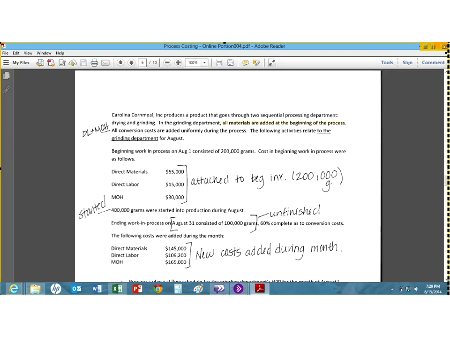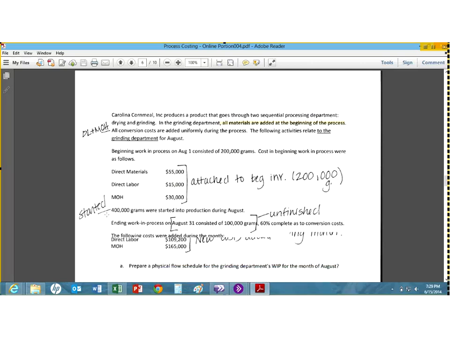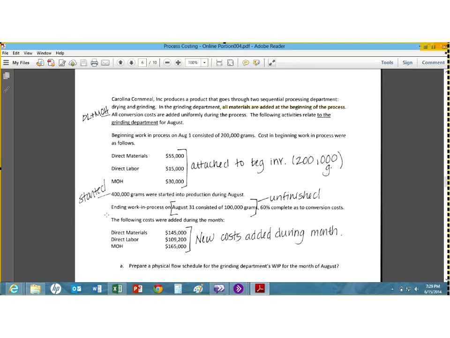Then 400,000 grams were started into production during August. So this was new production that we started. And then finally, ending work in process on August 31st consisted of 100,000 grams. Anything left in ending work in process, just like beginning work in process, is unfinished. So at the end of the month, everything was said and done, they had 100,000 grams of cornmeal that was not finished. It said 60% complete as to conversion cost, and as a reminder, conversion cost is your overhead and direct labor. Then it tells us the following costs were added during the month: direct materials, direct labor, and overhead cost.